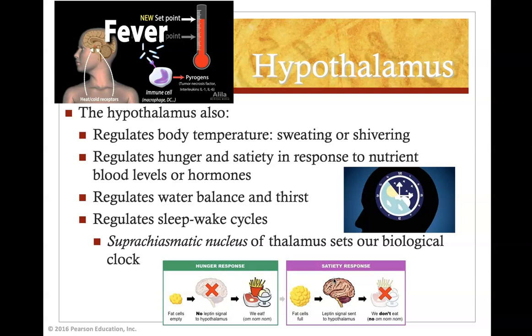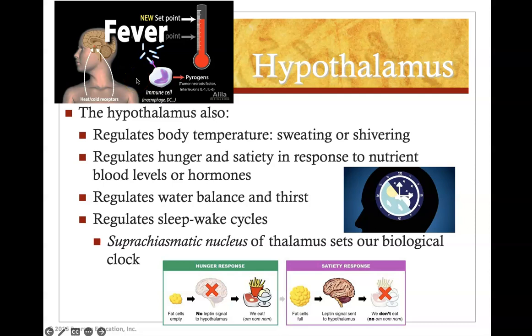Other kind of interesting things that the hypothalamus does. The hypothalamus is small but mighty. It does a heck of a lot, so you don't want to have damage to your hypothalamus. The hypothalamus also is our body thermostat. So it sets our set point for the body. And you ultimately know this if you've ever had a fever.